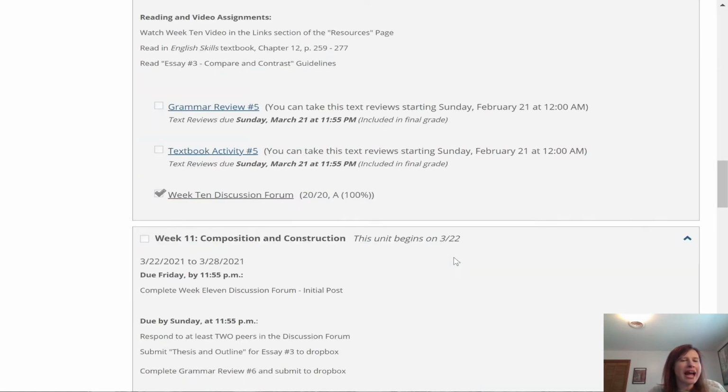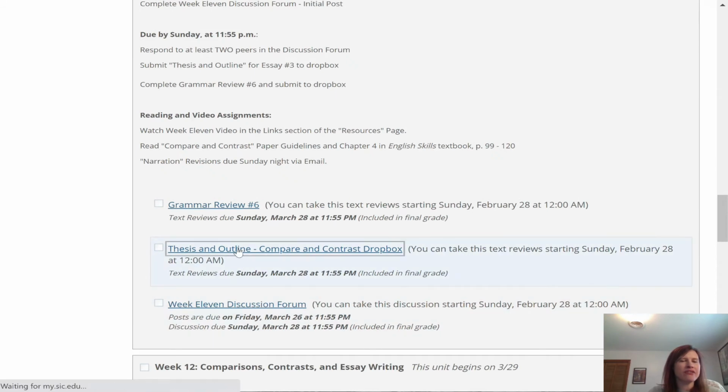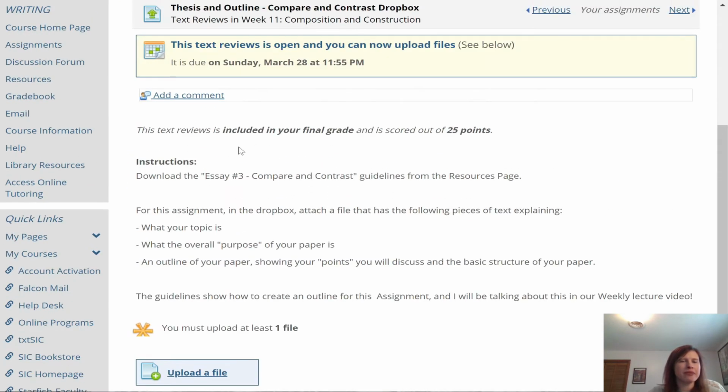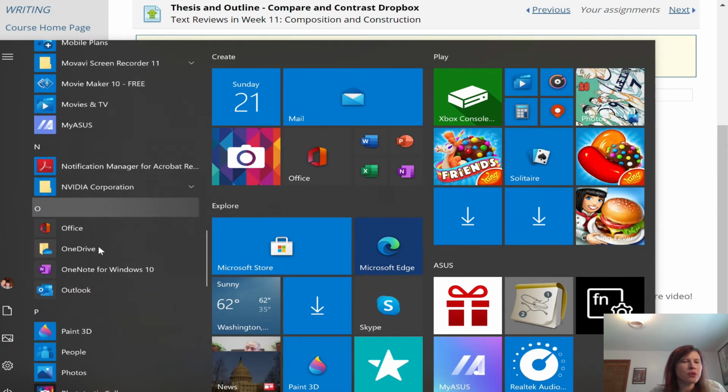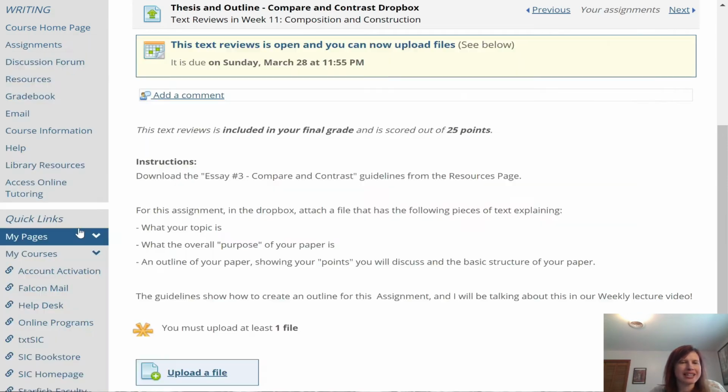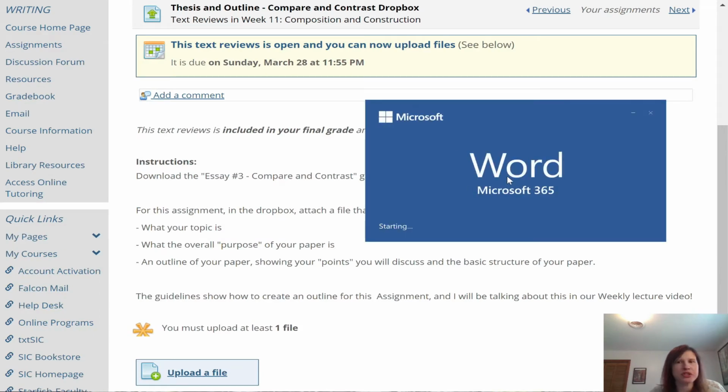So as far as the thesis and outline for compare and contrast, I want to pull that document up here. You just have what your topic is, the overall purpose, and the outline or points that your paper is going to discuss. Let me pull up a Word document here and show you what your options are for a compare and contrast outline. Because you have two options, really.